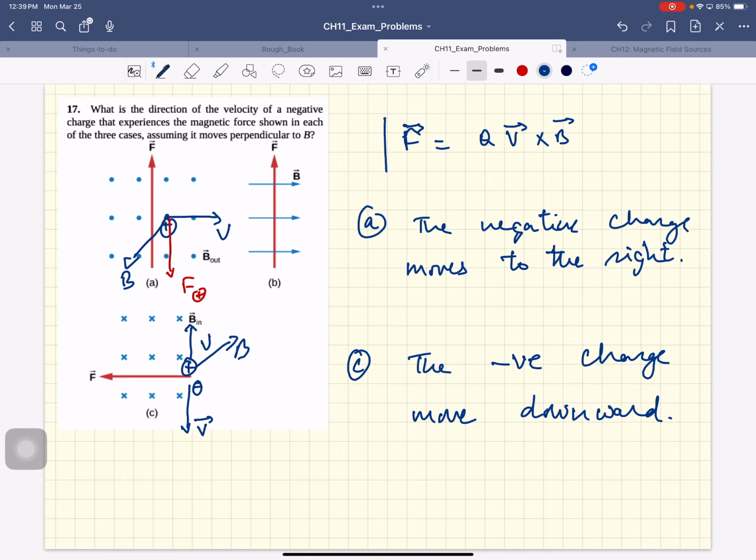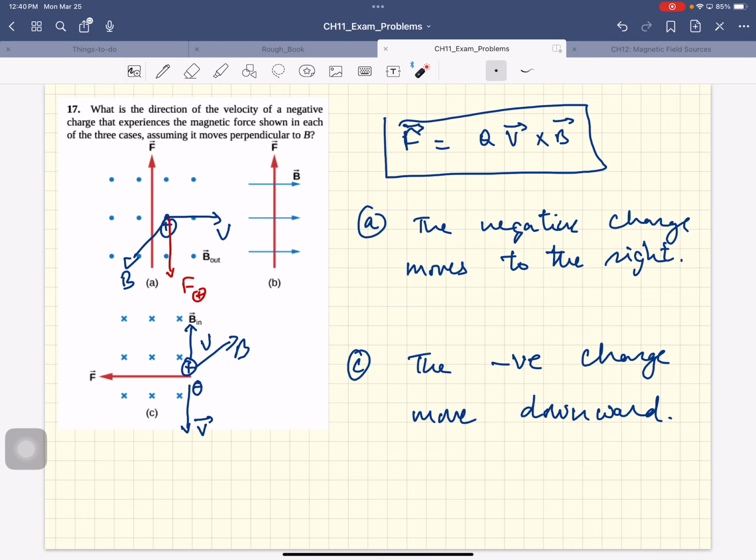Again, this is the force equation, and what you want to use is the right-hand rule. You turn a screw from V to B, and the direction in which the screw moves gives you the direction of the force. So for a positive charge, V to B, if you turn a screw like that, it'll move downwards. If you turn a screw from here to there, it'll move that way.